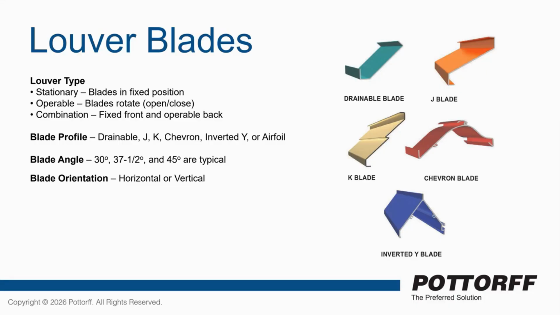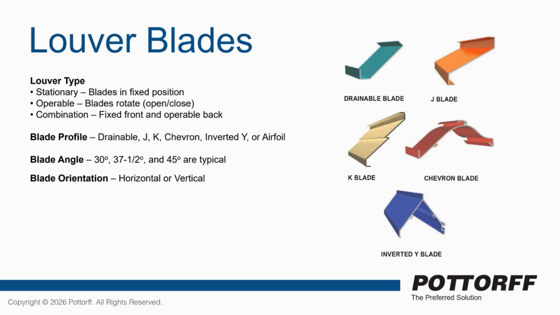And finally, the last louver type we have is a combination. This is where you're going to have some type of fixed blade in front and a blade that can open and close, or operable blade, right behind it, but it's all going to be enclosed in the same frame, and we'll show you some examples of that soon.